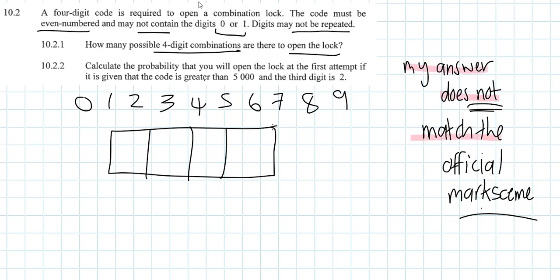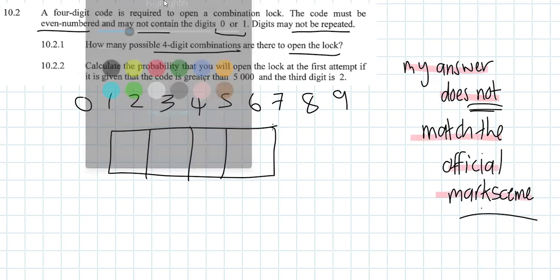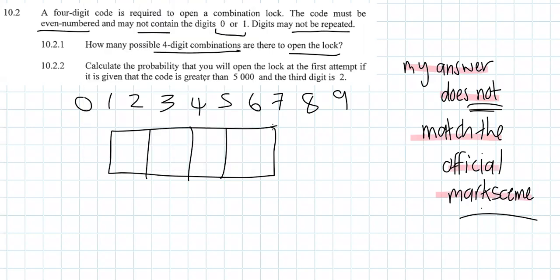Now, my interpretation of this question is that your 0 and 1 are not allowed. So it doesn't contain 0, 1. Those are already out of our sample. That leaves 2, 3, 4, 5, 6, 7, 8, 9, which is 8 options. So currently we have 8 options for our sample space, and it's a non-repeat.